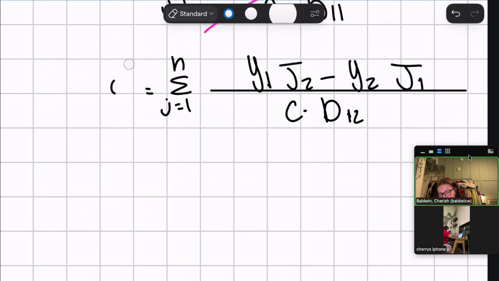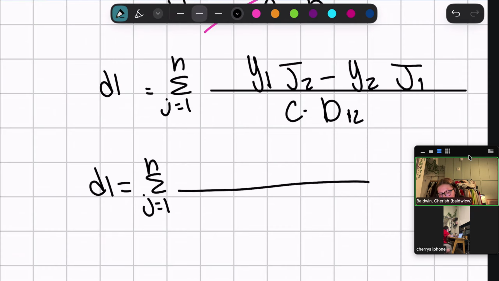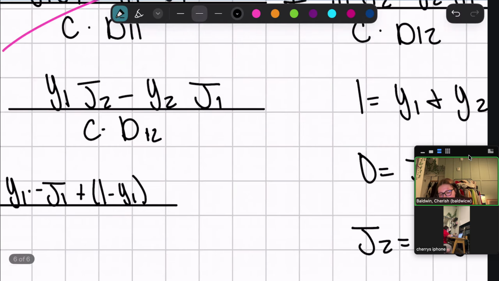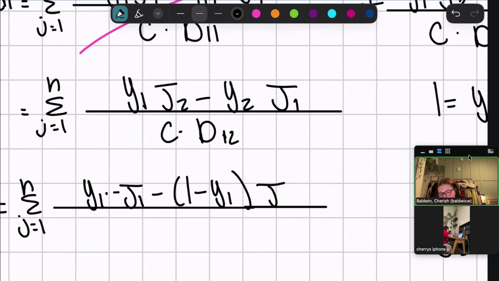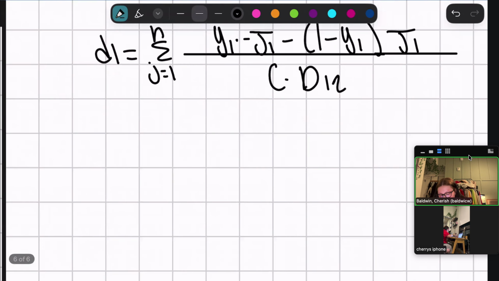I don't know why I keep writing i, it's d1. So driving force of 1 is equal to the summation of j1 and, alright, so it's y1 times negative diffusive flux of 1 minus, this would be plus, 1 minus y1, mole fraction of 1, times diffusive flux of 1 times C over concentration times diffusion coefficient of 1 to 2.